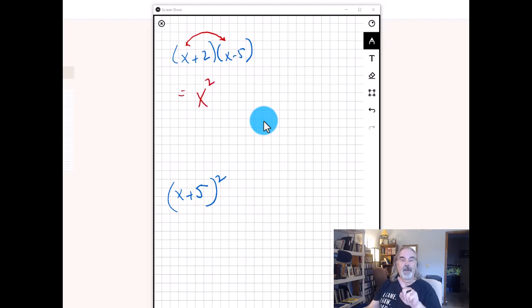And in the FOIL, F-O-I-L, there's the first. We've multiplied the first 2 terms. As long as we're thinking about this first x, let's also multiply it by that negative 5. So there would be a negative 5x as the result. Okay, and in the FOIL, that is the outer. We multiplied the x and the negative 5. Those are the outer bits of this structure.